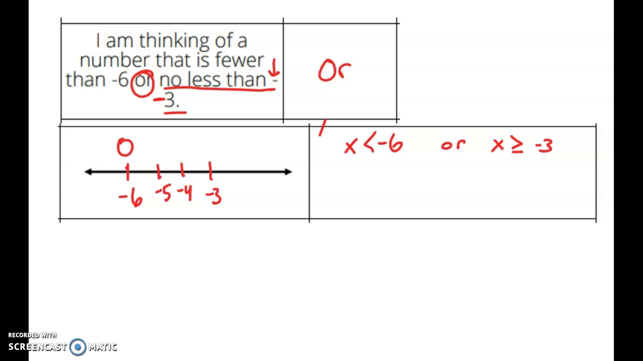All right, so less than -6 is there. It's an open circle. Greater than or equal to -3 is right there. Okay, and I'm going to go ahead and have you guys finish 5 and 6, and then I will post a picture of what the ending should look like.